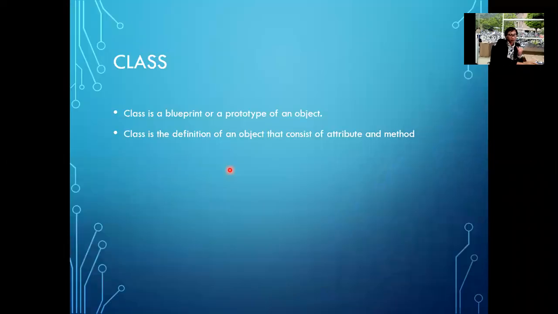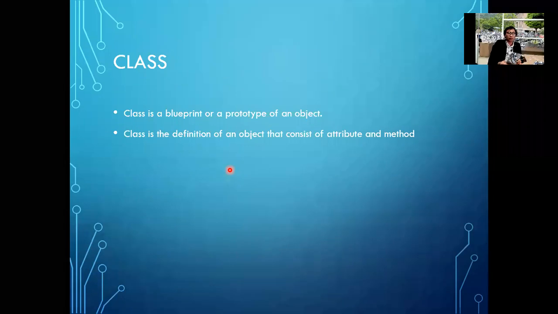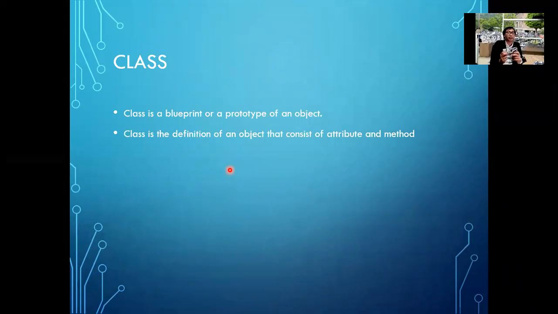So next point, class. What is class? Class, as a definition, is a blueprint or a prototype of an object. So we can say that class is something to define an object.